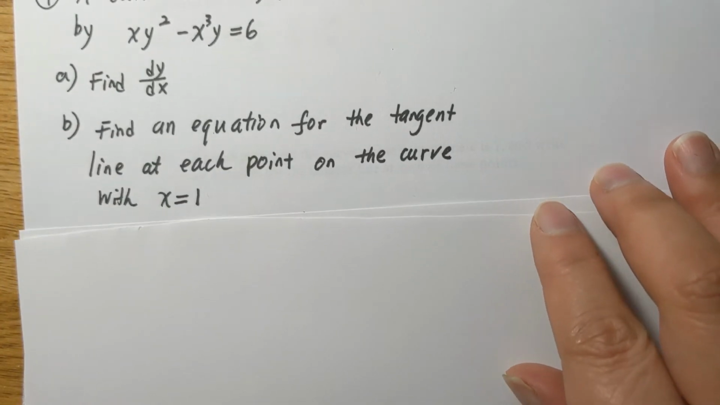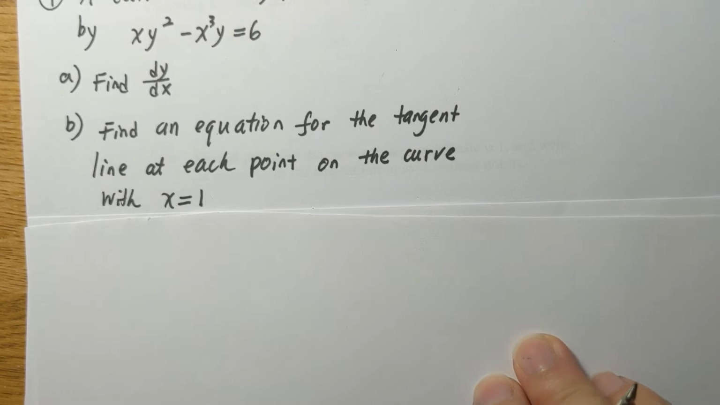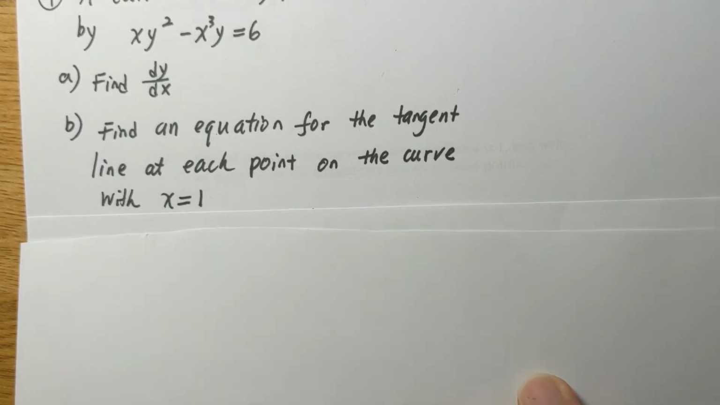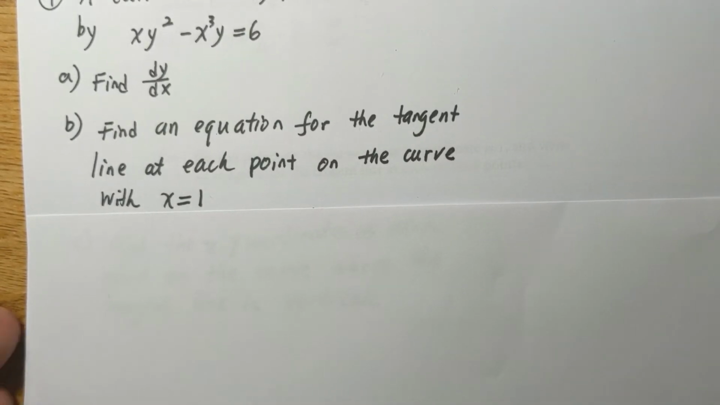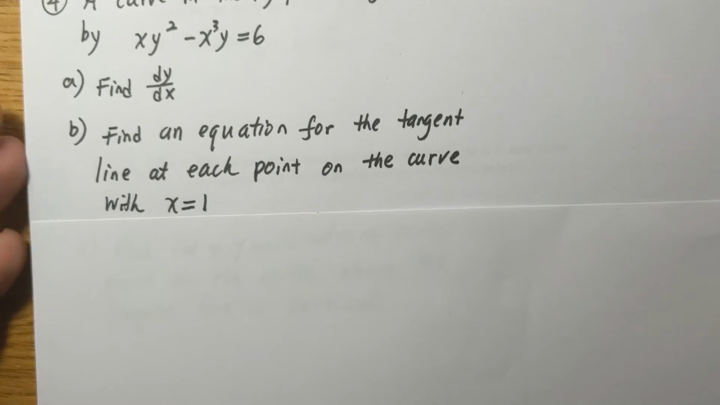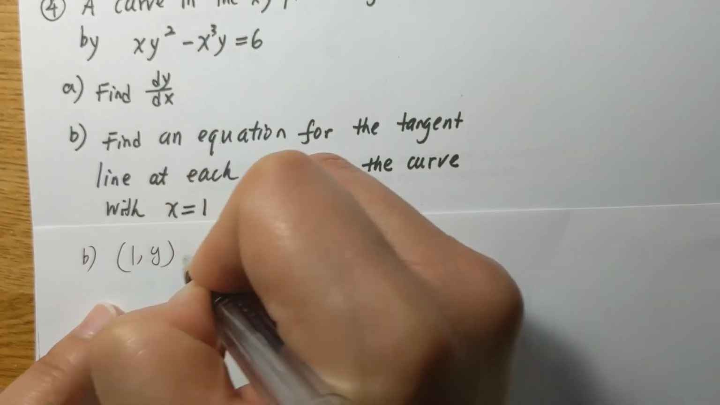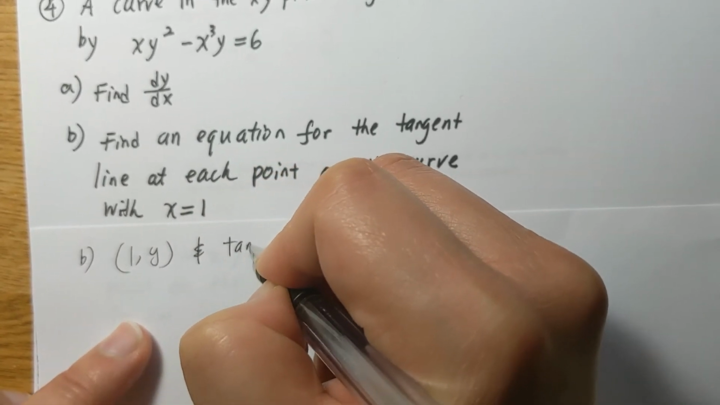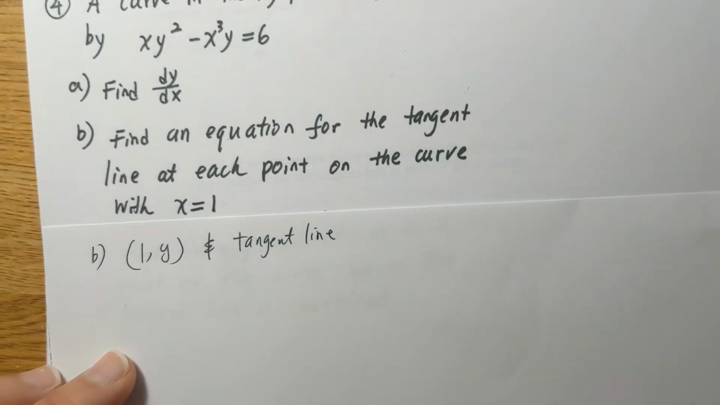Part B, the question said define an equation for the tangent line at each point on the curve when x equals 1. So you have to find the x equals 1 and y equals what in the tangent line. So now let's find the y value first.